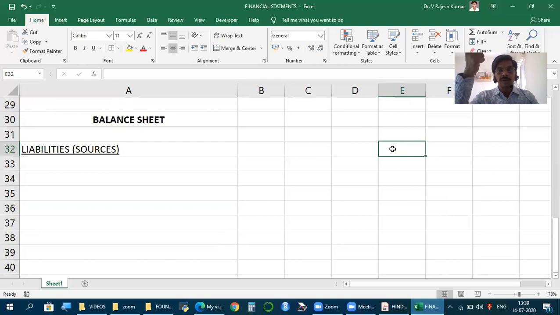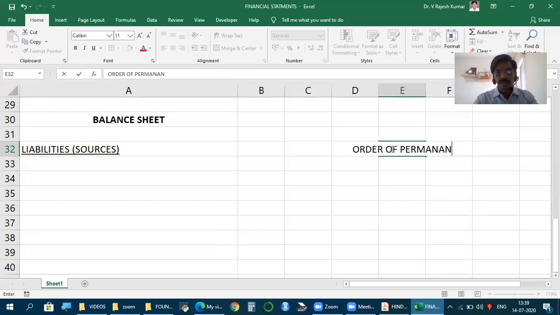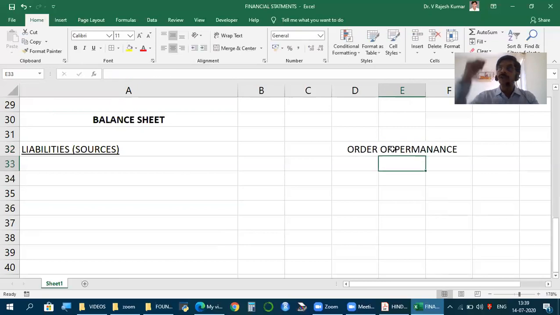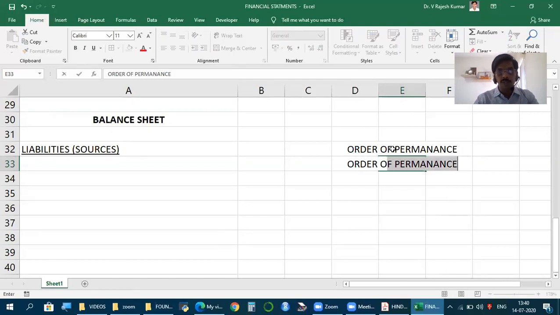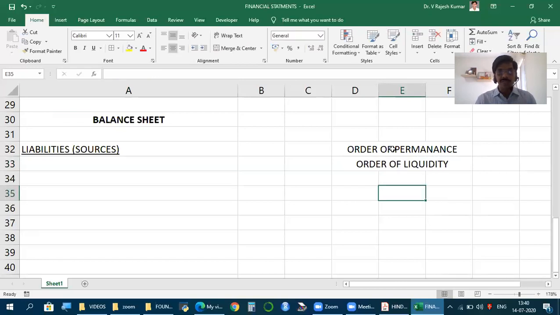There are two different orders in which we present items in the balance sheet. One is called order of permanence, where the items are shown from long term to short term. So first we show long term items till short term items. But there's also another practice of order of liquidity, where the items in the balance sheet are shown from short term to long term. And what is long term, short term? You will see very soon.